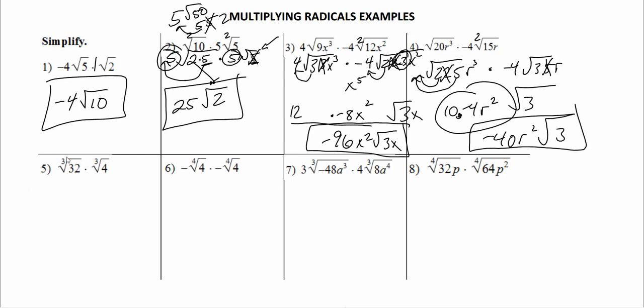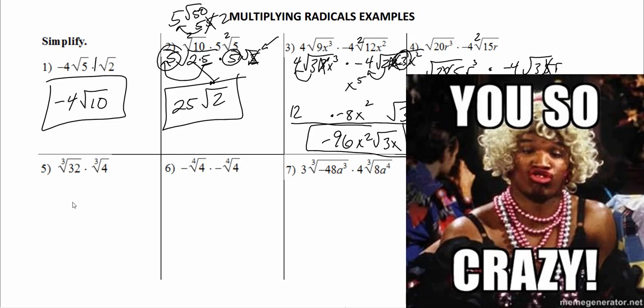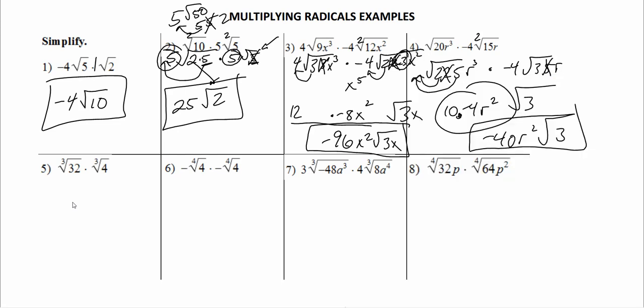Number 5. Well, now I'm dealing with higher roots, right? This is a 3, this is a 4, that's a 3, and that's a 4. Oh, man. These are going to get kind of crazy, but if we, again, break it down first, it will help. What is 32 broken down? 32 broken down is 2, 2, 2, 2, 2. There are 5 2's in 32. And then what's 4 broken down? 4 is broken down as 2 and 2.